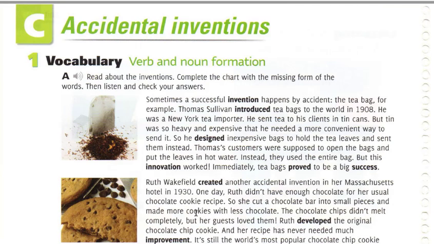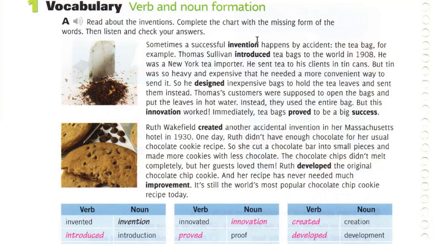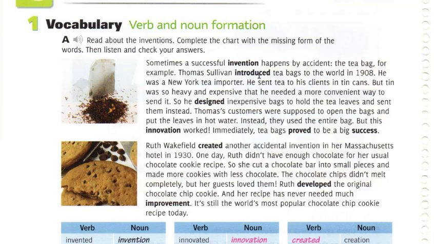Okay, it's lesson C, accidental inventions. We have vocabulary, verb and noun formation. Okay, so the vocabulary words are the words in bold letters, and they are invention, introduced, designed, innovation, proved, success, created, developed, improvement. Okay, so we're going to see how a noun is turned into a verb.